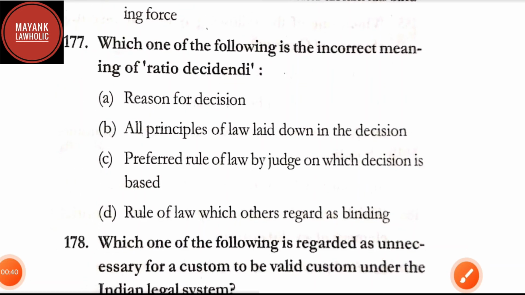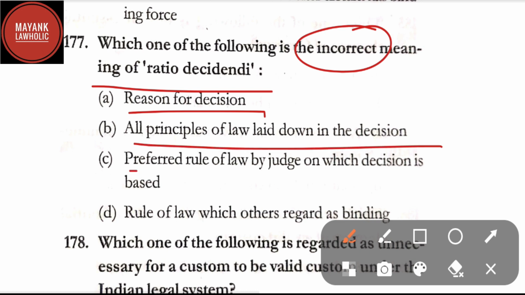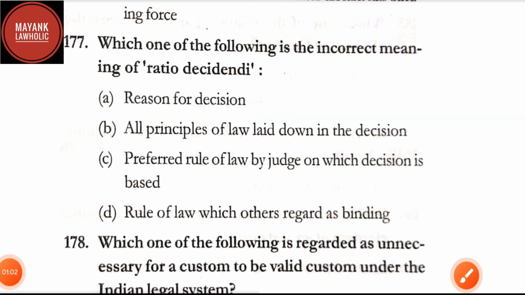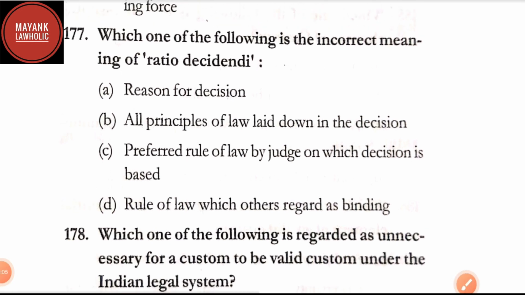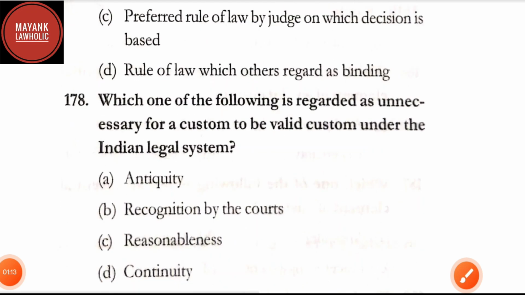Now let us proceed to question number 177. Which one of the following is incorrect meaning of ratio decidendi? Option A, reason for decision. Option B, all principles of law laid down in the decision. Option C, preferred rule of law by judge on which decision is based. And option D, rule of law which others regard as binding. Here in question number 177, correct answer is option B, that is all principles of law laid down in the decision is the incorrect meaning of ratio decidendi, whereas reason for decision, preferred rule of law by judge on which the decision is based, and rule of law which others regard as binding are the correct meaning of ratio decidendi.